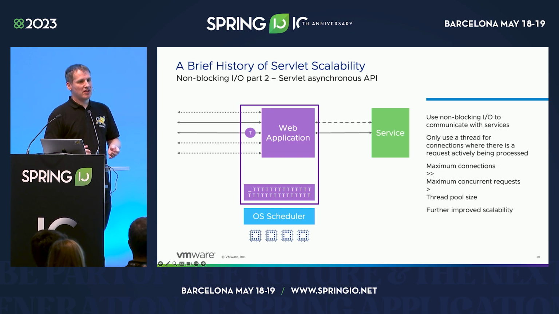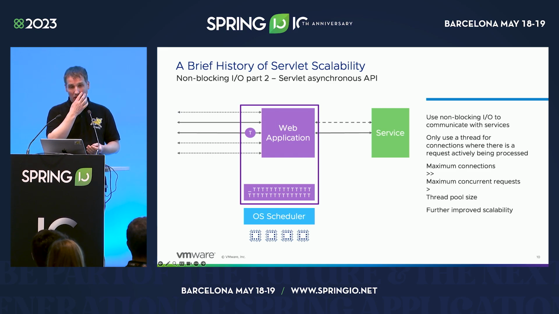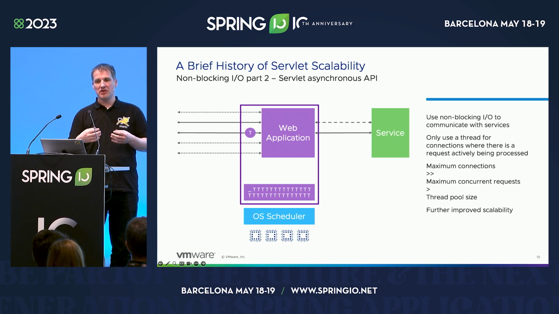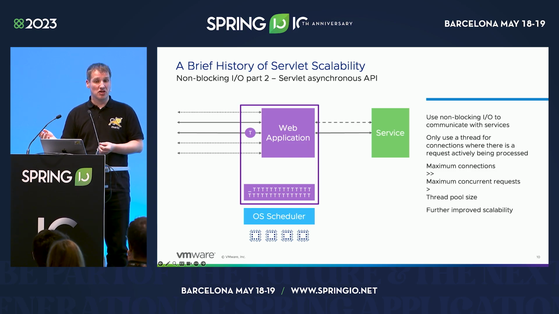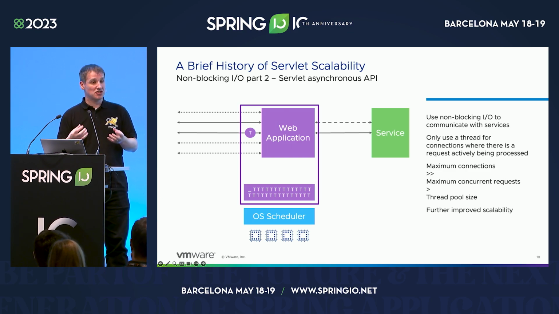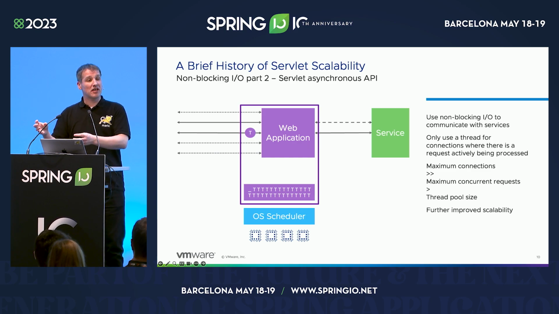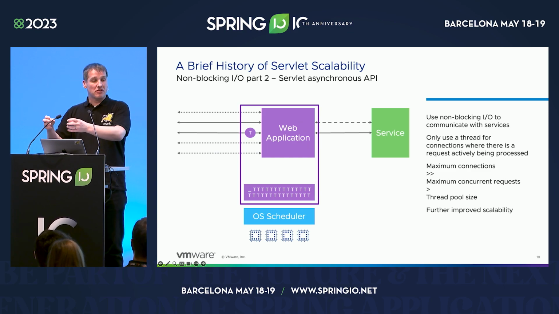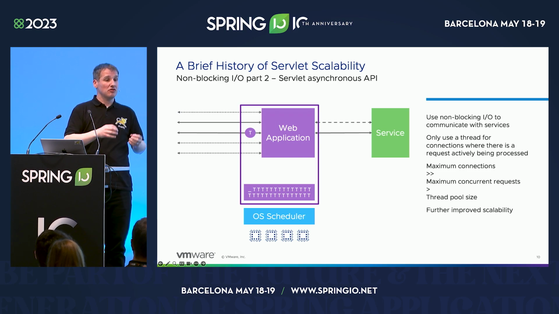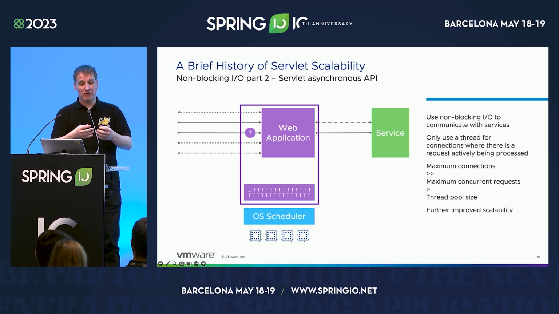Now, the next step is that we eventually got non-blocking I/O in the Servlet asynchronous API. What that lets us do is, when the web application is doing something, normally calling an external service that's going to block, rather than keeping a thread allocated for that entire blocking operation, we use the non-blocking API and release the thread back to the thread pool so it can go do something useful. When we get the data back from the service, that's when we'll reallocate a thread and carry on processing.